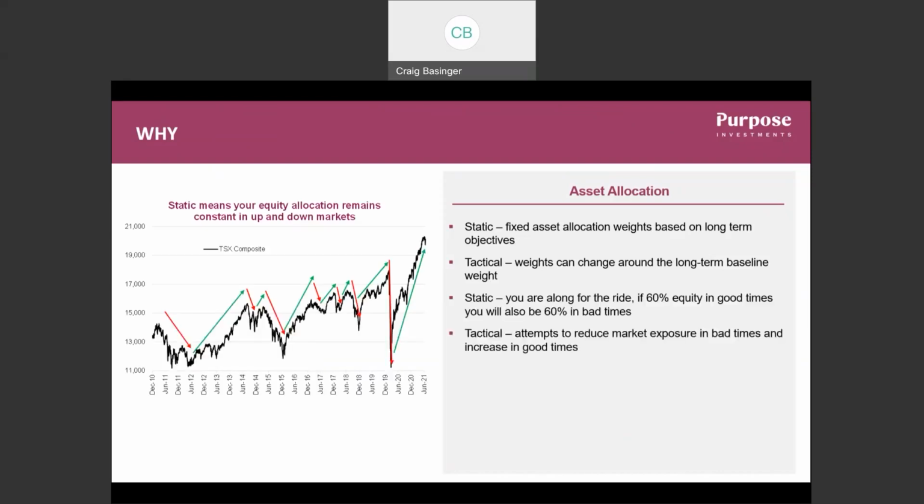There's no question the static approach is probably easier to implement, but it does have a downside. Markets have become more volatile with bigger swings. And if it is a static asset allocation, perhaps 60% equity, 40% bonds or alternatives, then you remain 60% exposed in both good times and in bad. Well, being tactical, what you're attempting to do is during those good times to tilt more towards equity or more market exposure, and during the bad times to have less market exposure.